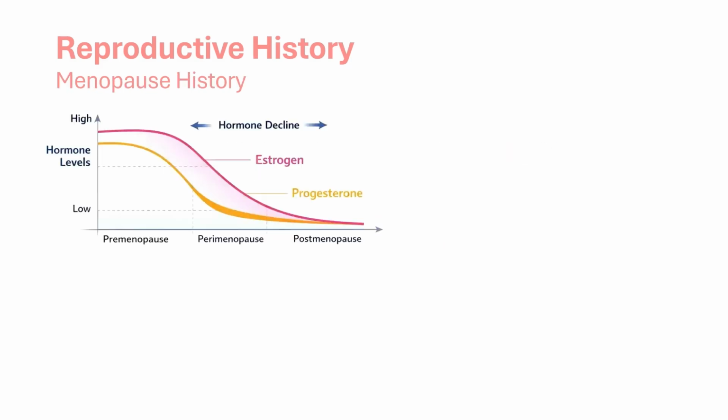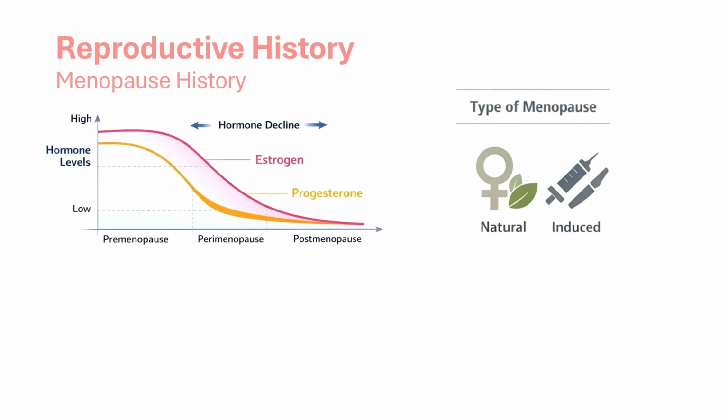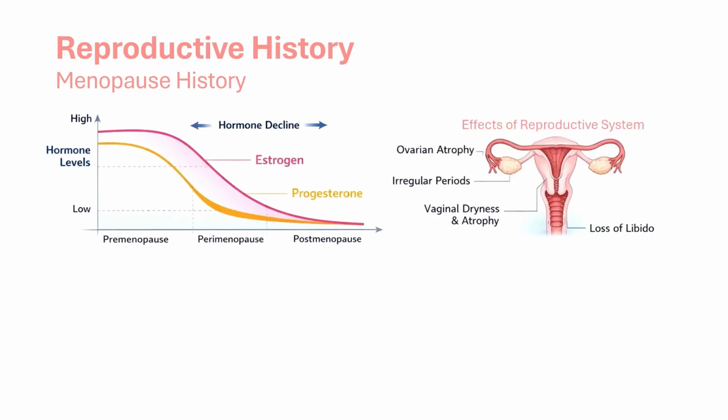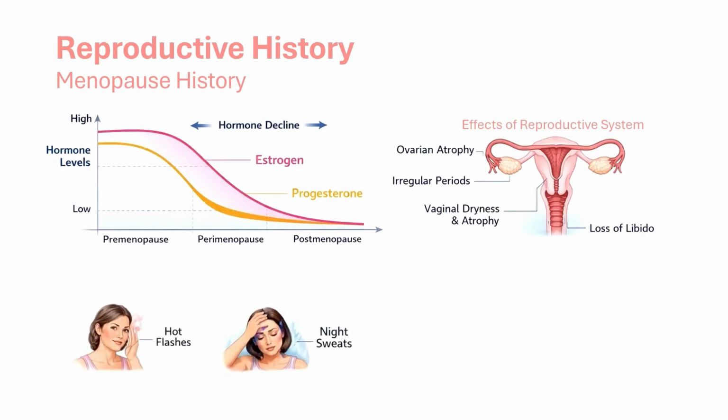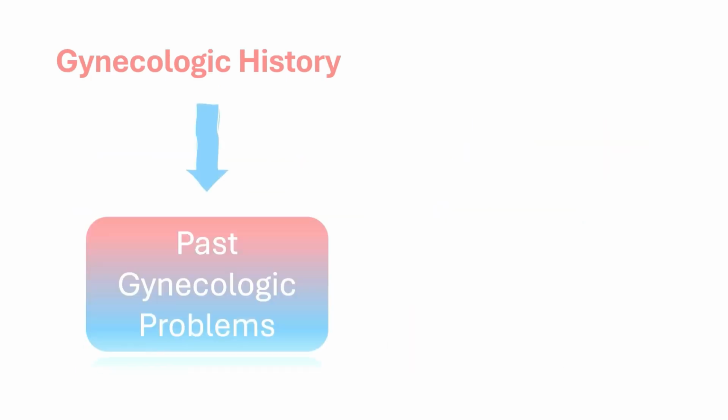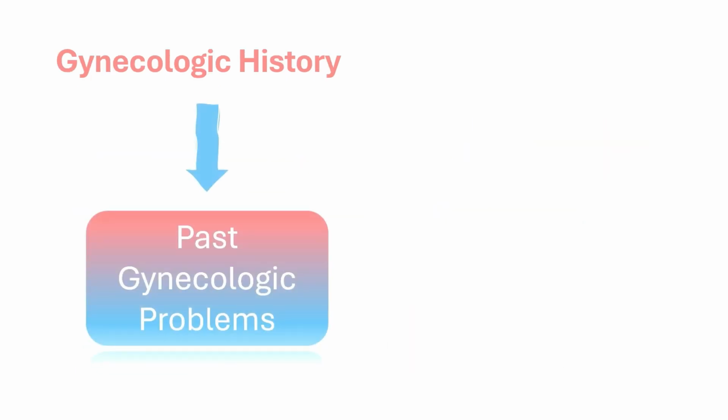Menopause history: menopausal age, menopausal complaints, postmenopausal bleeding, type of menopause, natural or induced. Menopause affects the reproductive system. Some typical symptoms of menopause include ovarian atrophy, vaginal dryness, loss of libido, hot flashes, night sweats, mood swings, and bone loss.